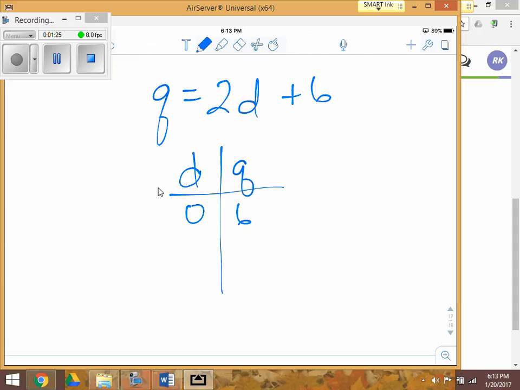So let's go ahead and plug in a 1 for the ducks. So 2 times 1 is 2, plus 6 would be 8. Okay, so this means if I plug in one duck, I'm going to have 8 quacks per minute. All right, sounds good. So let's put in a 2. All right, 2 times 2 is 4, plus 6 would be 10. So if I have 2 ducks, that means that I'm going to have 10 quacks per minute.